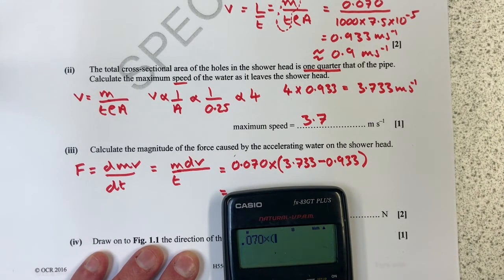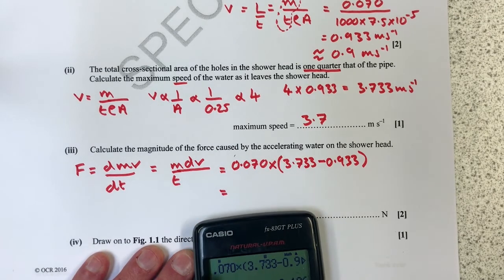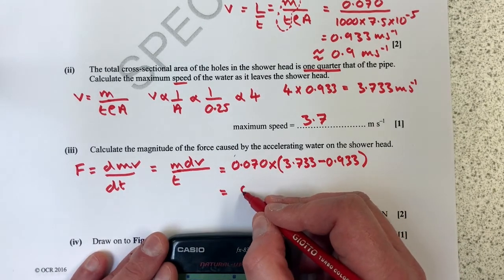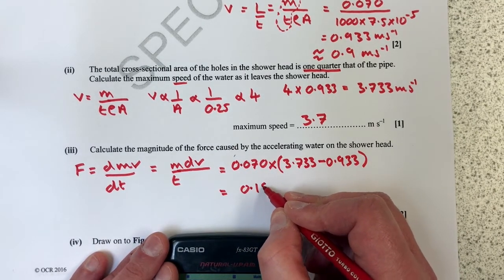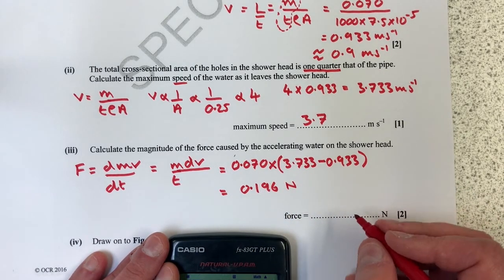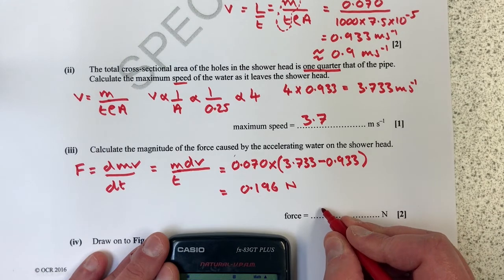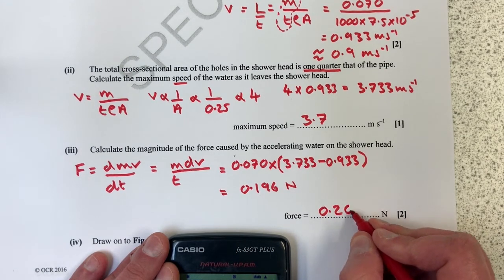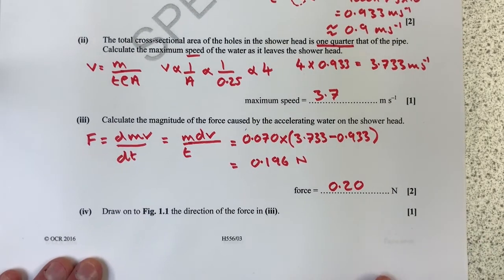0.070 times by, open brackets, 3.733 minus 0.933, close brackets, equals, and I've got an answer of 0.196 newtons, and then I'll have to round that to 2 sig figs, so my answer is actually going to be 0.20 newtons. Last little bit down the bottom here, you might miss it if you're going too quickly.